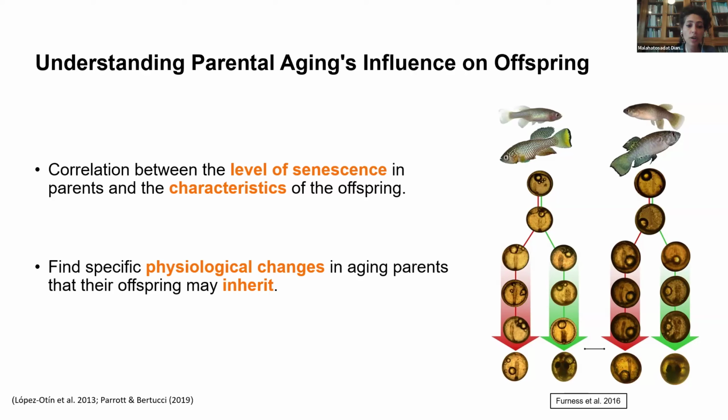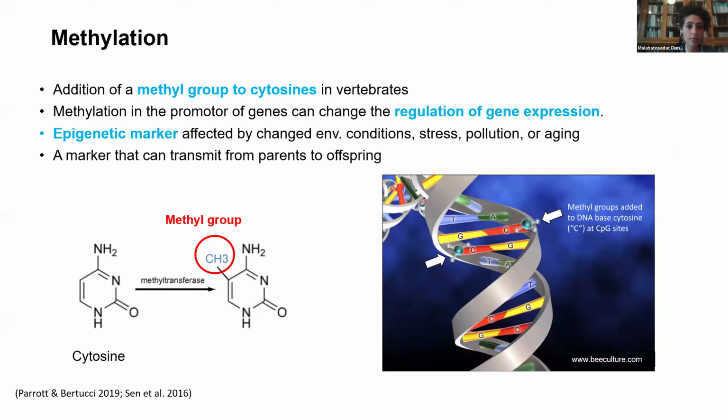Also, we need to find the physiological changes that happen in the parents by aging, and whether they are transmitted and inherited by their offspring. To do this, I am using methylation as an epigenetic marker. Methylation is adding a methyl group to the cytosine when the cytosine is next to the guanine, and we call these CpG sites in the genome.